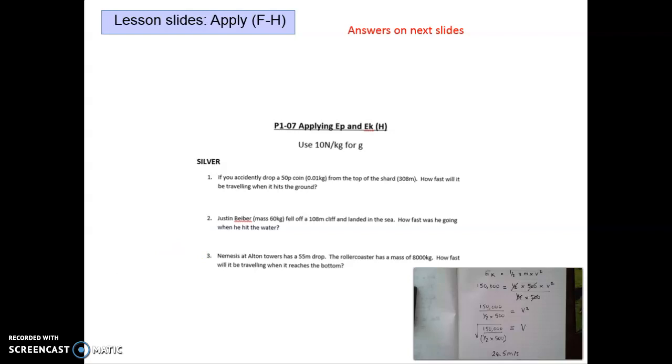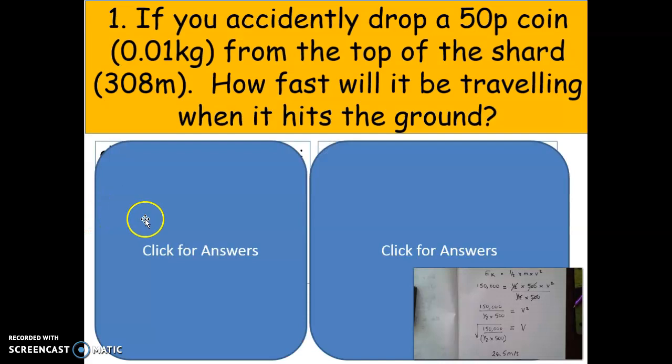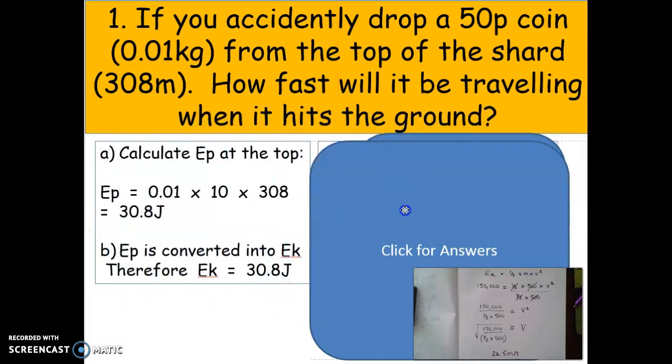The first question is: if you accidentally drop a 50p coin, which has a mass of 0.01 kilograms, from the top of the Shard, height given as 308 meters this time, how fast will it be travelling when it hits the ground? First of all, you have to work out the gravitational potential energy, and then substitute that value into the EK equation. So first job, calculate the EP at the top. 0.01 is our mass, times 10 times 308 gives us 30.8 joules.